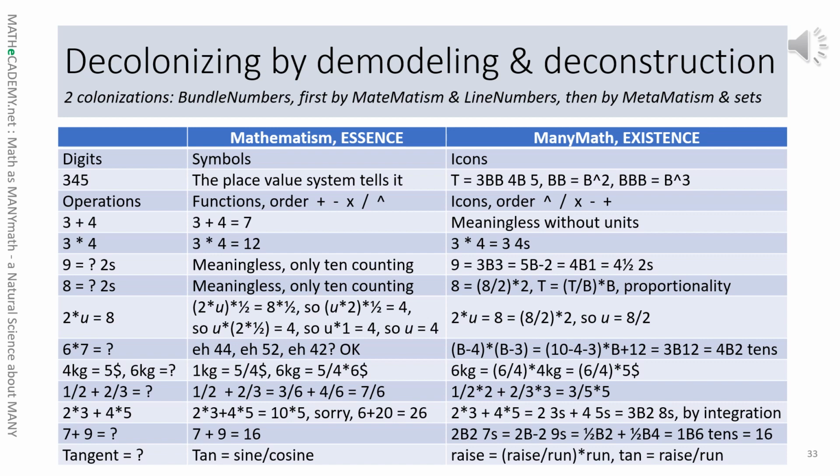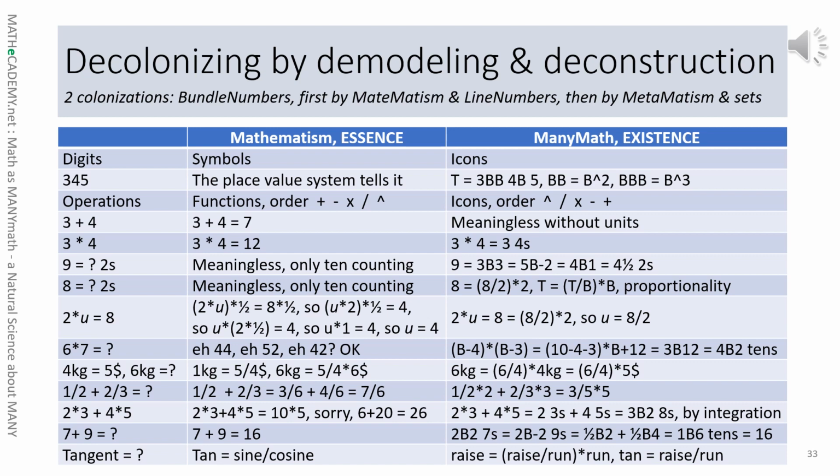What is 3 plus 4? 3 plus 4 equals 7. No, it is meaningless without units. What is 3 times 4? 3 times 4 is 12. No, 3 times 4 is 3 fours. 9 is how many twos? Meaningless, only 10 counting is used. No, 9 equals 3 bundle 3, equals 5 bundle less 2, equals 4 bundle 1, equals 4 1/2 twos.